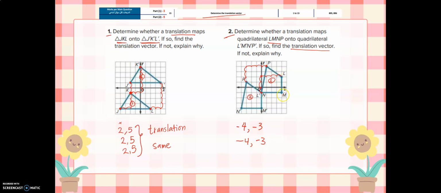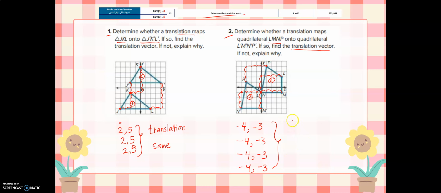Now let us look at point M and M prime. So 1, 2, 3, and 4. So this is also -4. And then 1, 2, 3 down. So that will be -3 as well. Now let's try to look at N, how it was translated. 1, 2, 3, 4. So to the left is -4. And then 1, 2, 3. So -3. So this is the translation vector that we are looking for.